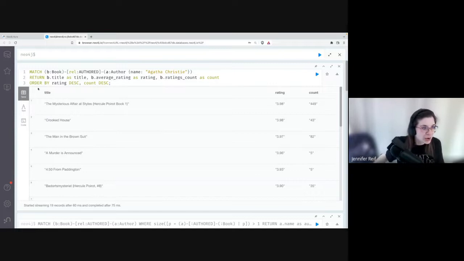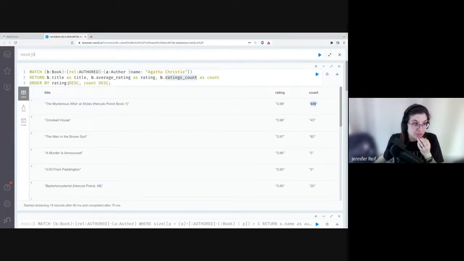Much better. Okay, so here I'm grabbing Agatha Christie's books that she wrote. I'm pulling back each book's title. I'm pulling back each book's average rating. And then I'm pulling back the number of ratings that we have for that title. So for instance, we have The Mysterious Affair at Styles, the Hercule Poirot book, the first book. It has a rating of 3.98, which is really high. And it has a lot of reviews, almost 500.